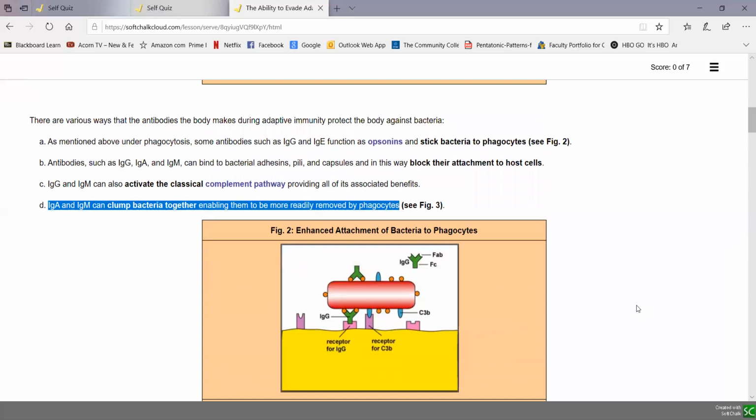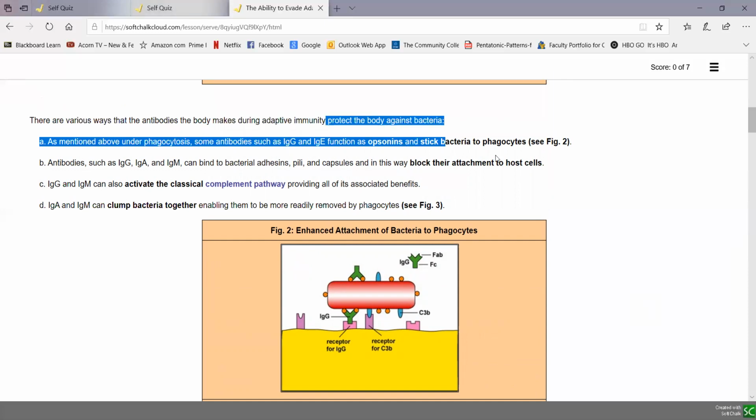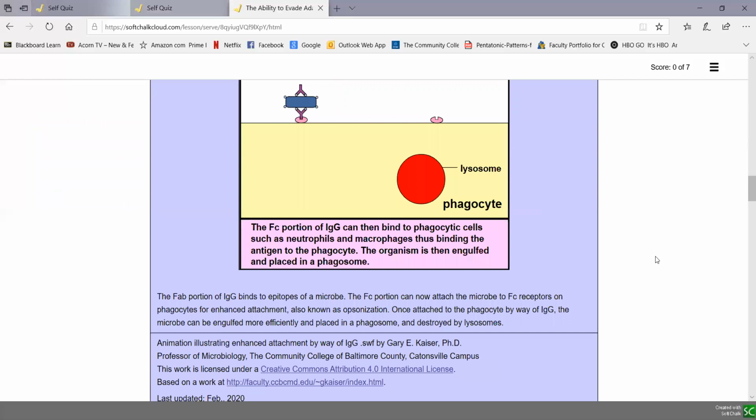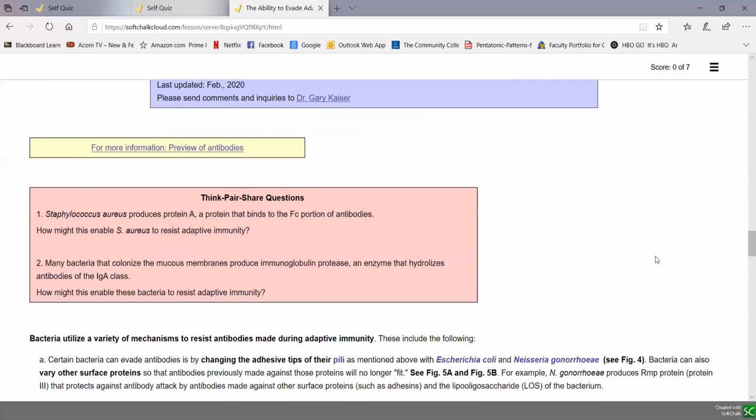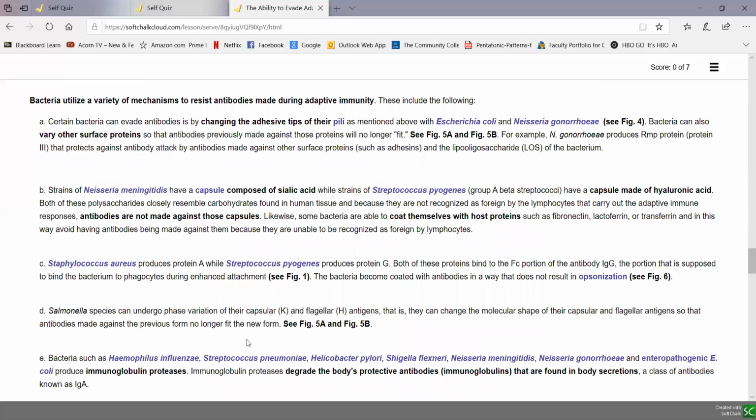So those are ways that antibodies normally work to protect us, by promoting opsonization, sticking bacteria to phagocytes, by blocking the attachment of bacteria to host cells by producing antibodies against adhesins, the adhesive tips of pili or capsules, activating the complement pathways so we get the benefits of the complement pathways in body defense, clumping bacteria together so they're easier to remove by phagocytes. But of course, anything a bacterium can do to resist this will be an advantage. So bacteria can use a variety of mechanisms to resist the antibodies we make during adaptive immunity.